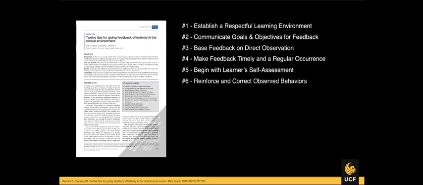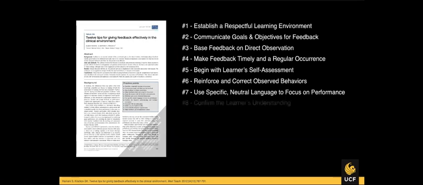Then we want to reinforce and correct observed behaviors, followed by using specific neutral language. So this is getting away from the "good job" or "do better." You want to give really specific feedback that they can utilize to fix in the future. Next up, confirm their understanding. Make sure that after you've completed the feedback session, they completely understand what your expectations are moving forward. And coupled with that is to develop an action plan together.